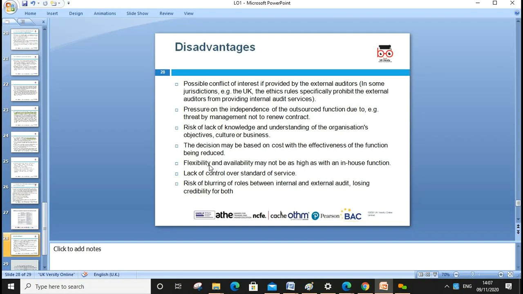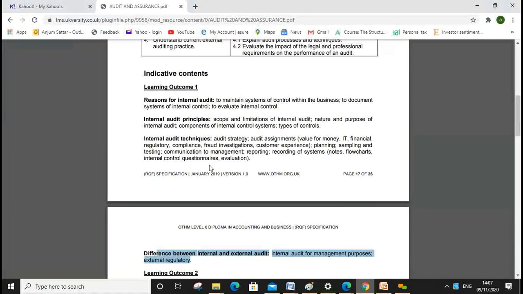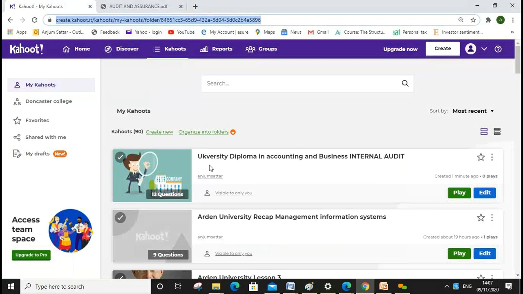Some disadvantages can be of internal audit. That's a conflict of interest. Like if you worked in the past in the accounting department and prepared the accounts yourself, and now you move to the audit department and you are checking your own work. These are the sort of risks, the sort of disadvantages. There can be a risk there. There can be an issue with flexibility and availability of it. So we need to make sure it won't happen. Any question? No, it's perfectly clear.